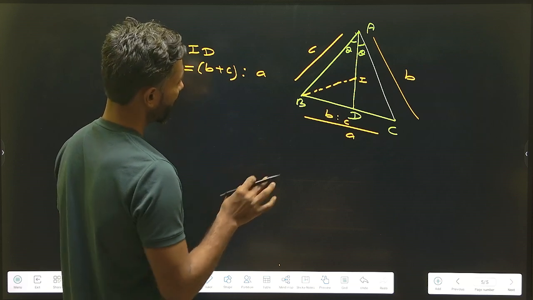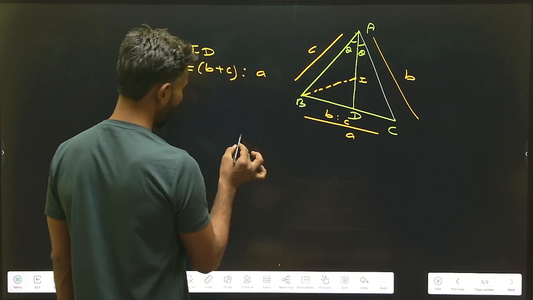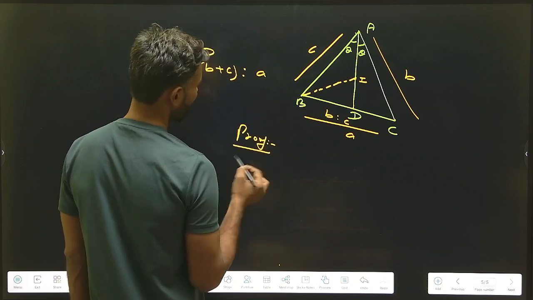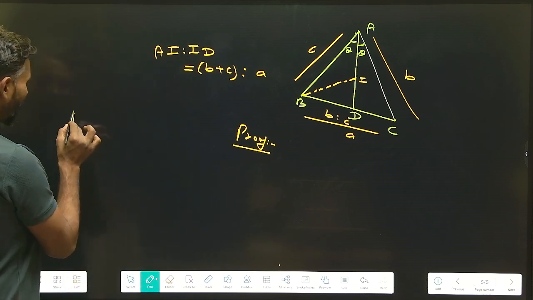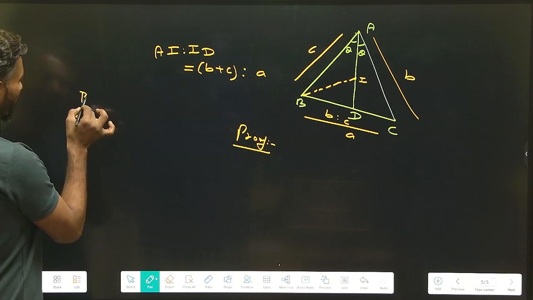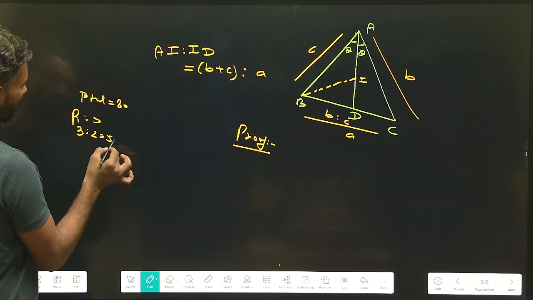I'm going to calculate the length of BD. Here the ratios are B ratio C. I'm talking about the proof. So suppose Ram and Shyam are two friends. They have some amount in ratio 3 to 2 and total rupees are 80. So what would you do? Total 5 units equal to 80.